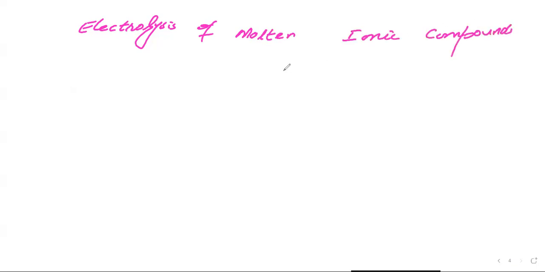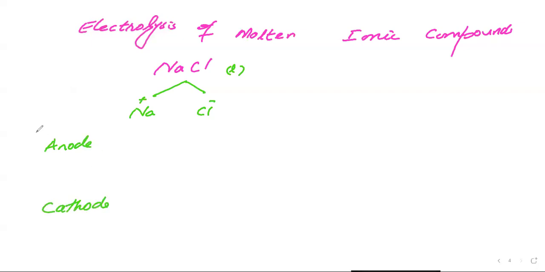Let's take this example of NaCl. NaCl is molten. Molten means melted. So it would split this ionic compound into its respective ions. It would give me two ions: sodium ion, first one is always positive, and a negative chloride ion. Then which ion will migrate towards cathode and which ion will migrate toward anode?